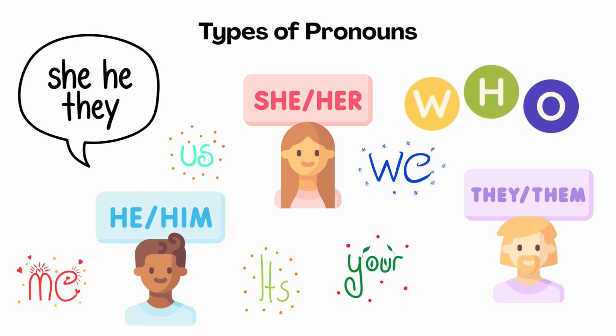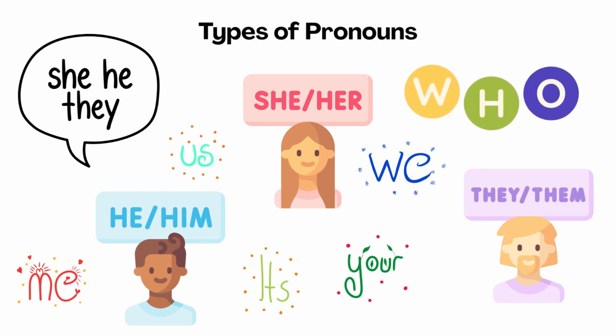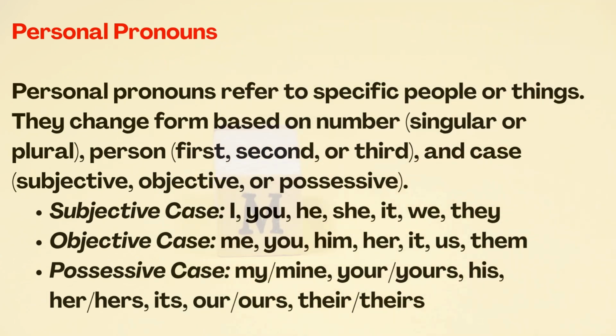Types of pronouns. Personal pronouns. Personal pronouns refer to specific people or things. They change form based on number, singular or plural; person, first, second, or third; and case, subjective, objective, or possessive.